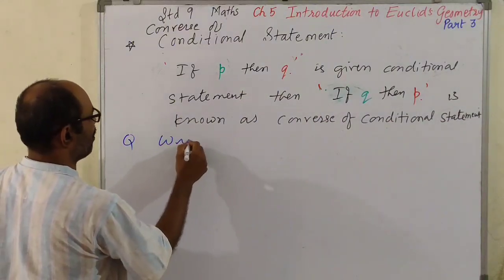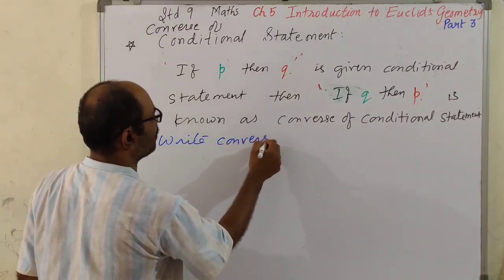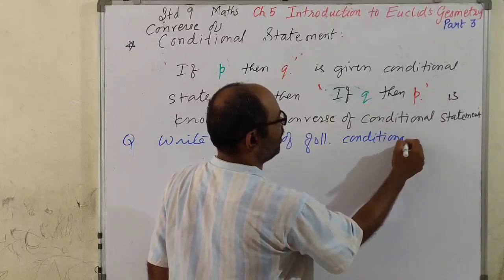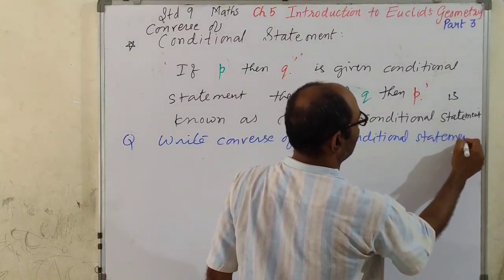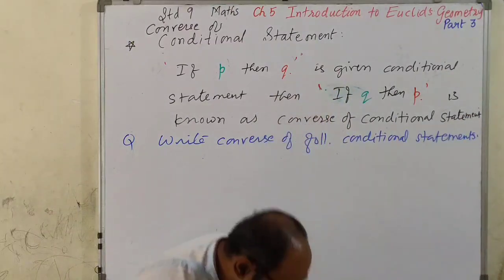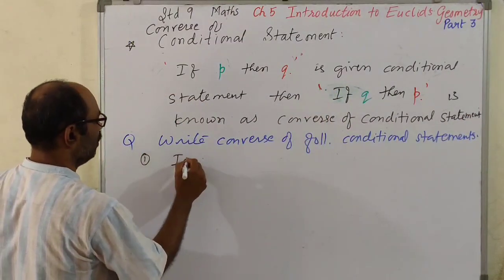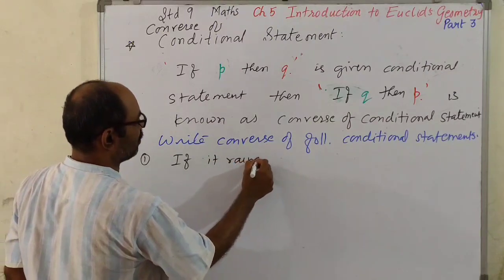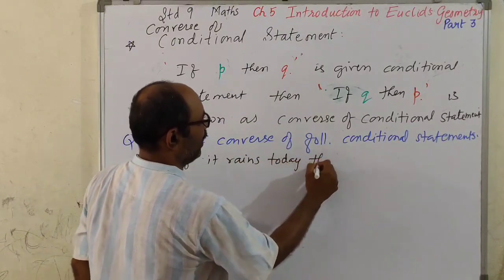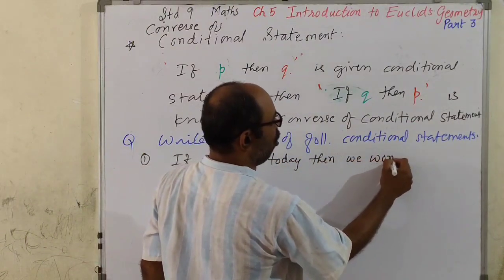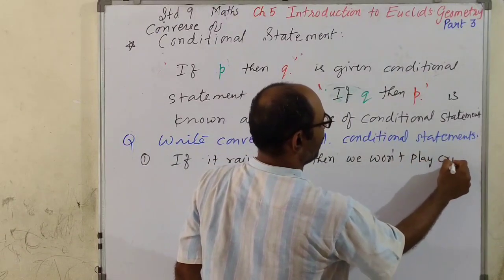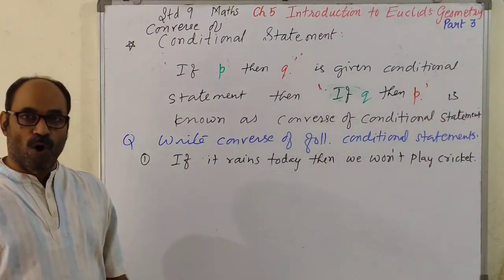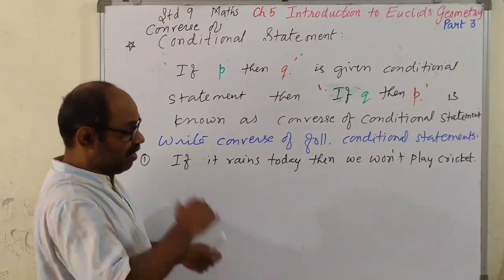Question. Write converse of following conditional statements. Let's see. First, if it rains today, then we won't play cricket. Alright? If it rains today, then we won't. So what is the converse?